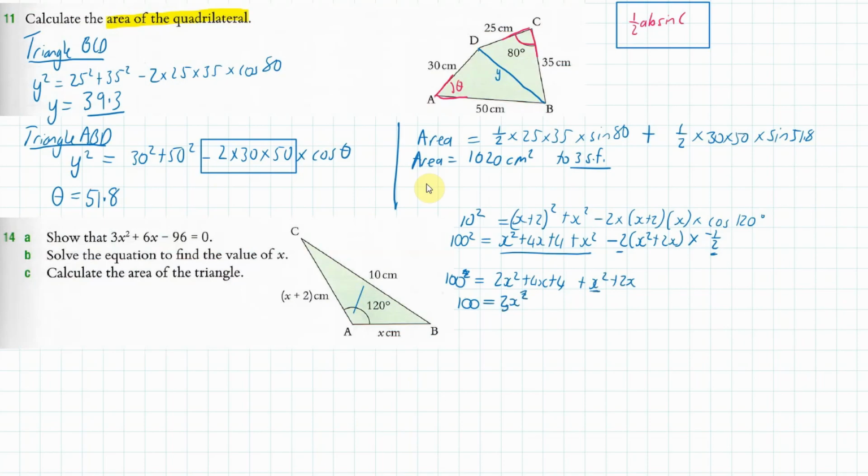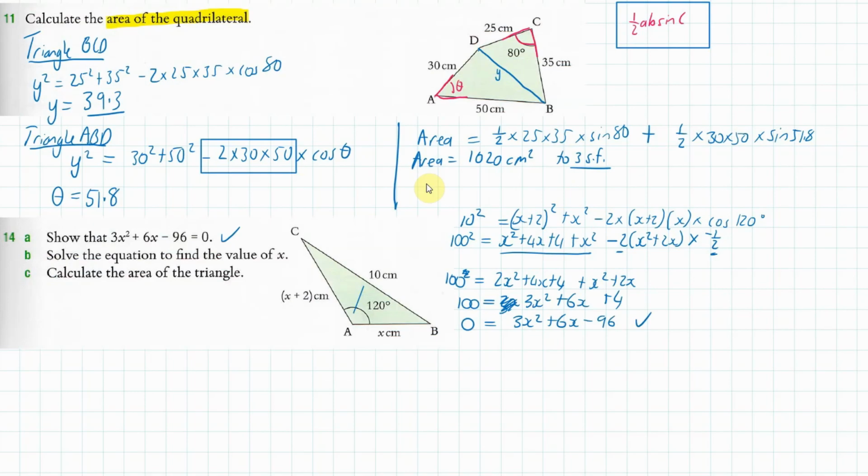Okay, so my next line is 100 is equal to 3x squared, if we gather this one here, and then we gather the other like term, so 6x plus 4. Now we're going to subtract 100 from both sides, so 0 is equal to 3x squared plus 6x minus 96. Done. We've done part A.